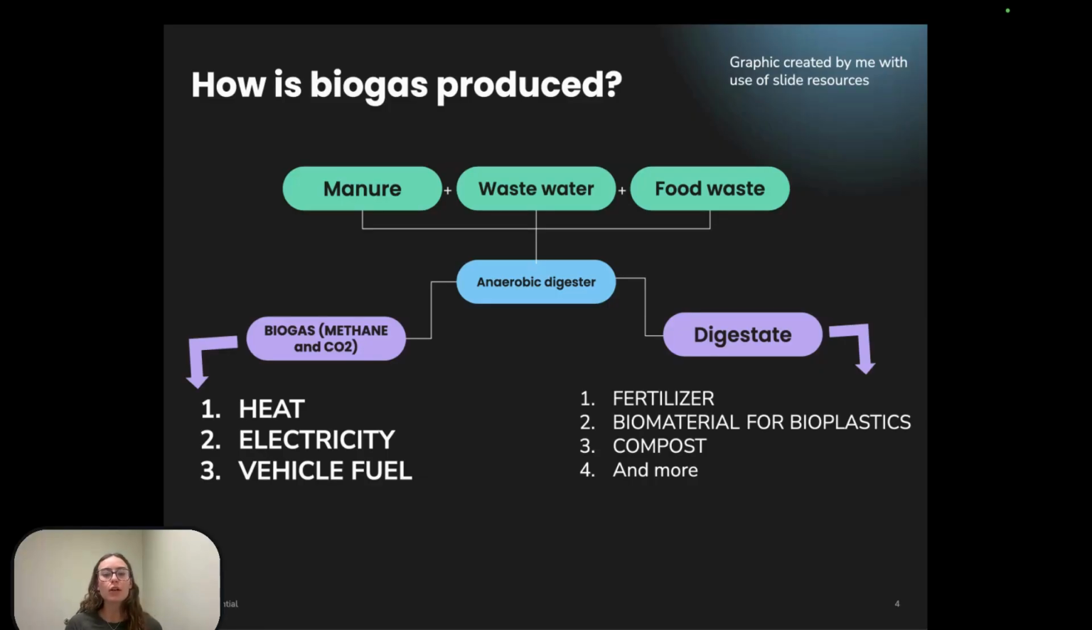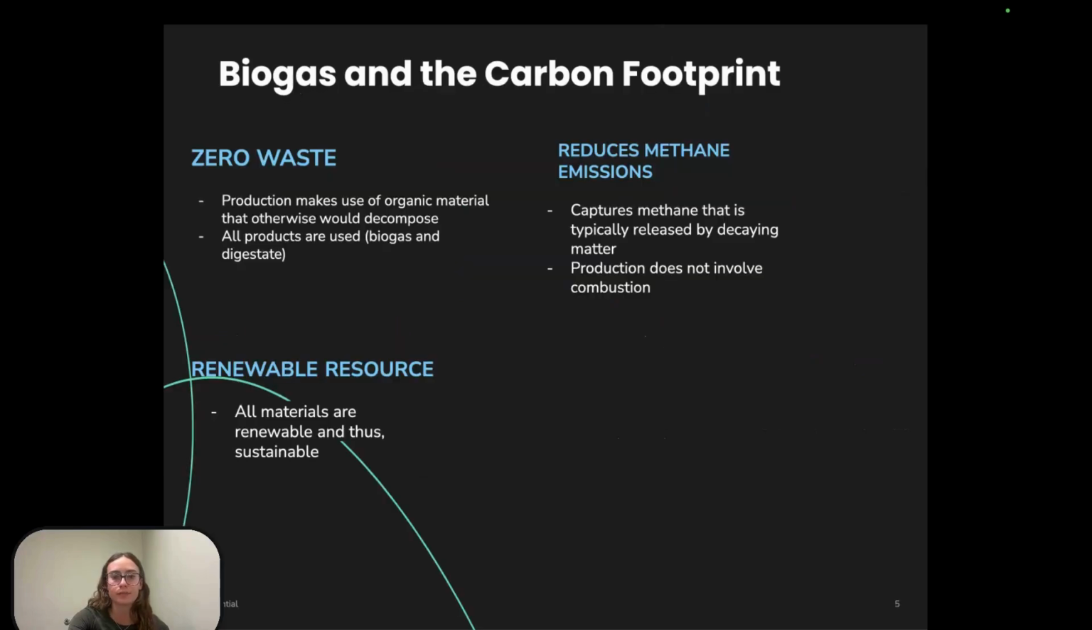And it is also going to create something called digestate, which we're not going to touch on too much since we're talking about biogas. But as you can see through this process, you're going to create two separate things which can both be used. Biogas can be used for heat, electricity, or vehicle fuel. It's very versatile and is a very good substitute for natural gas.